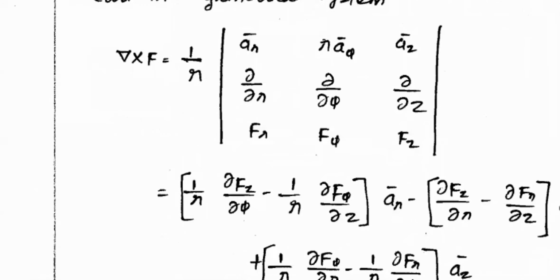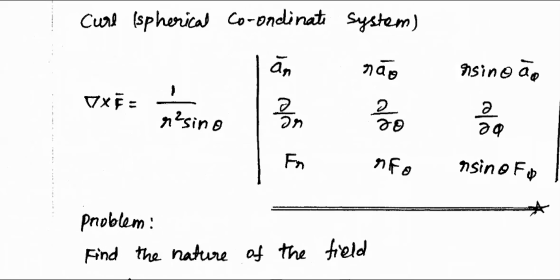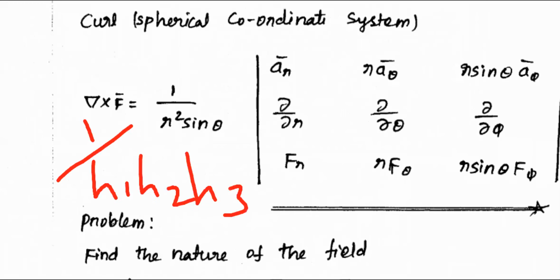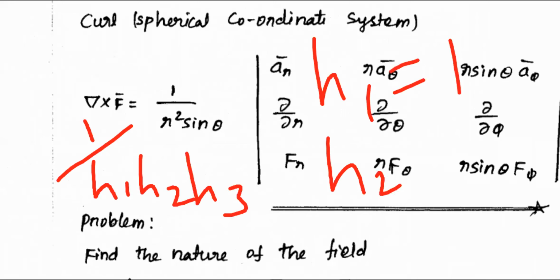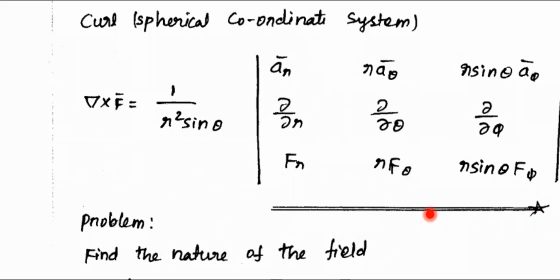Next, what is the curl operator in a spherical coordinate system? I have told you already, what factor will come? 1 by h1 h2 h3. In the spherical coordinate system, what are h1, h2 and h3? h1 is 1, h2 is r, and h3 is r sin theta. Once you multiply all this, you get r square sin theta. That's why I told you to simply remember 1 by h1 h2 h3. Then you are getting this factor.